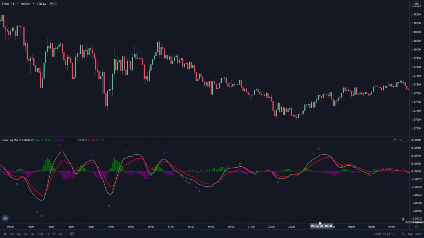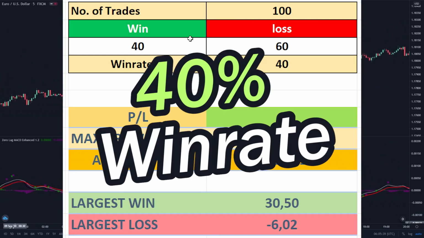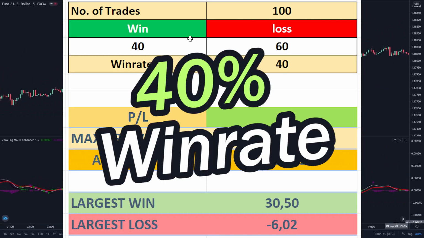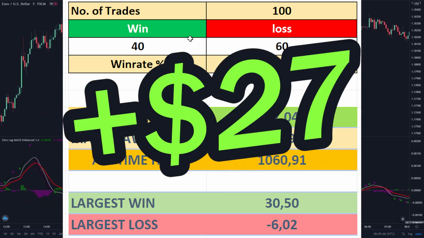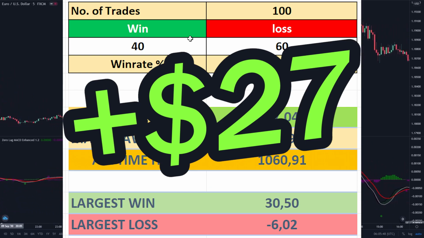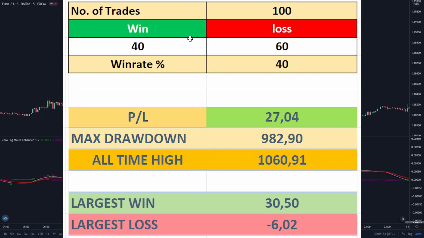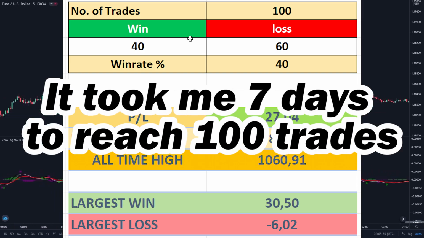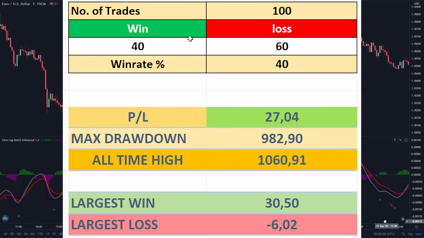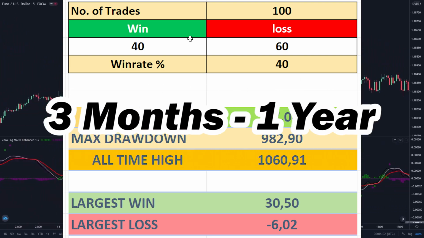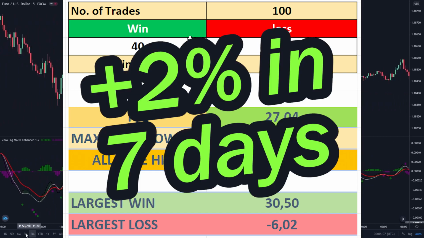After backtesting the zero lag MACD 100 times, we receive a win rate of 40%, which is a little below average. Despite that, we received a net profit of $27, which may seem little, but remember, it only took us 7 days. Even with the 30-minute chart, it only took me 7 days to reach 100 trades, which is really fast. Most indicators take up to 3 months to over a year to reach 100 trades, which means 2% in 7 days isn't bad.